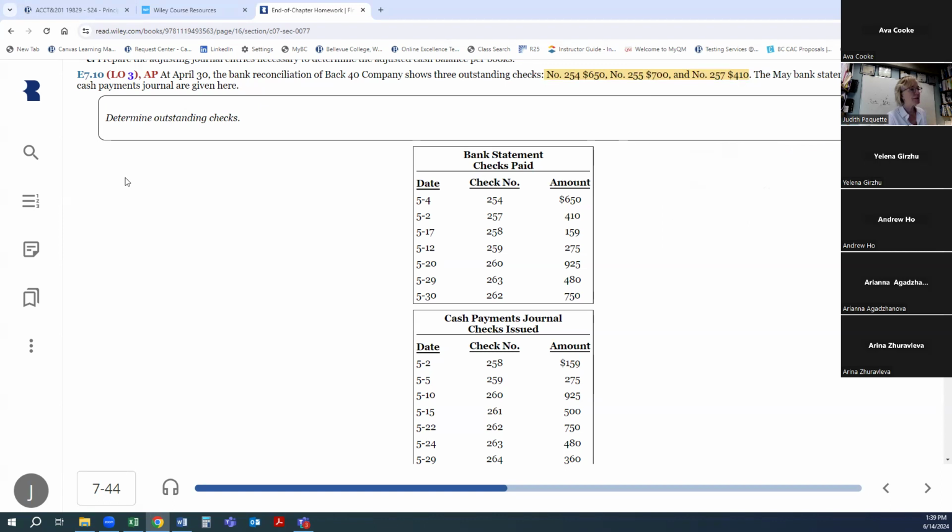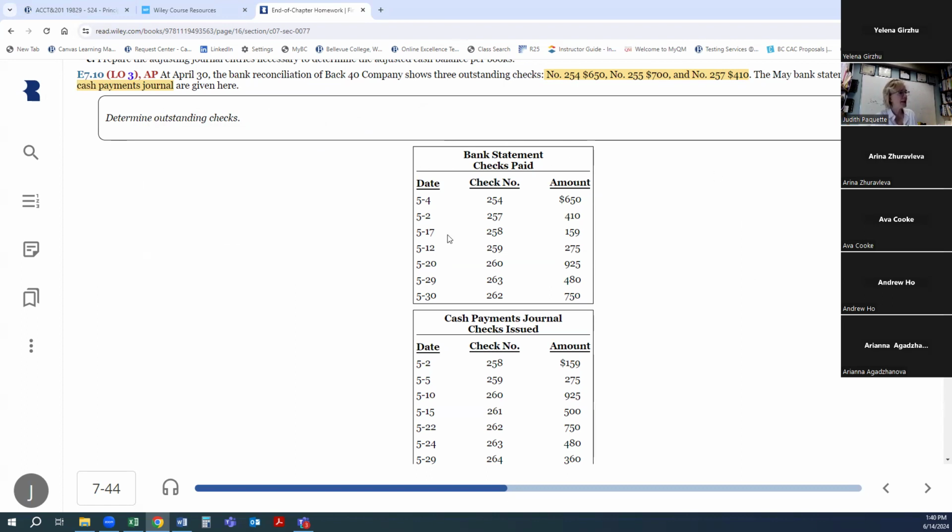All right, the bank statement. Now we're looking at the May bank statement, and they're saying, here's the checks that were issued in May, and here's the May cash journal, payments journal. That language, the cash payments journal, is kind of new language with this chapter. Essentially, it just means give us a list of the checks that the company has written. That's all that means.